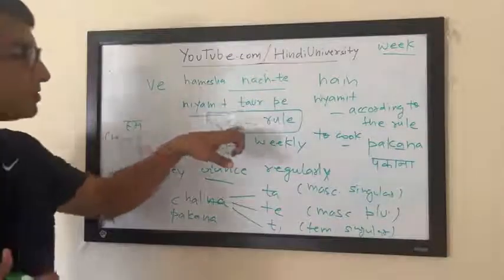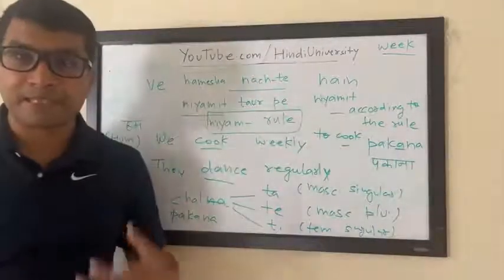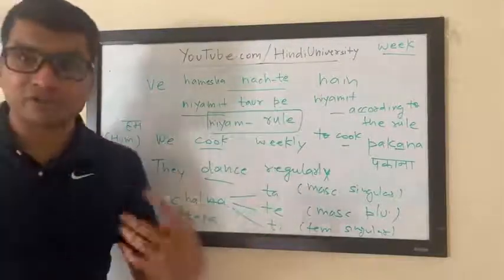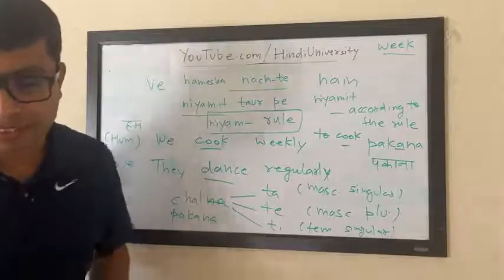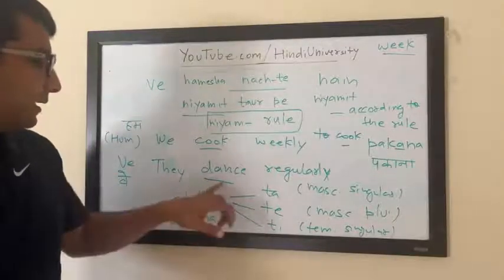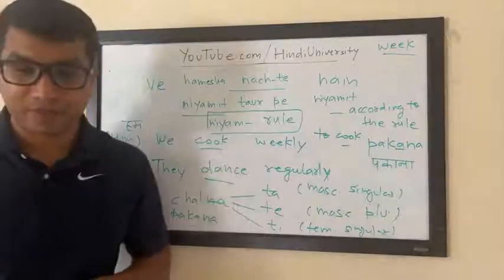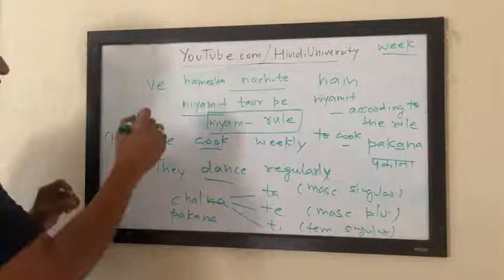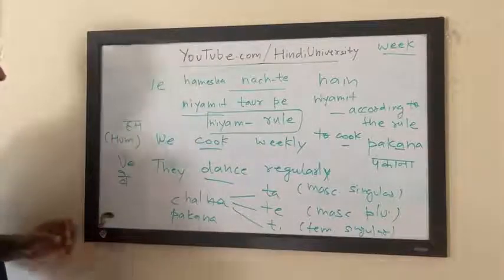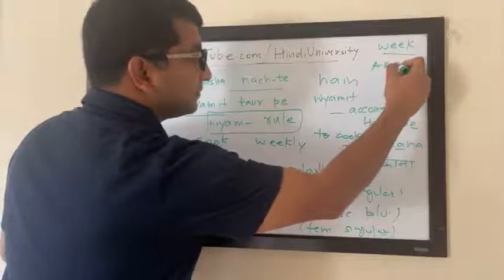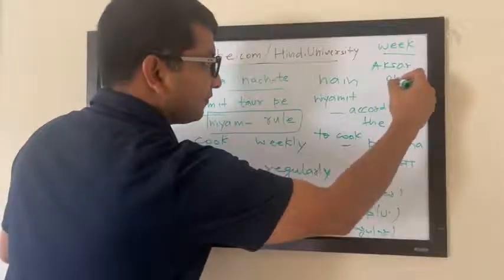Okay. And then you said niyamit taur pe. Basically, it's a long way of saying regularly, which is rule based. That's what you're saying: Hum niyamit taur pe nachte hain. Okay. Can you say aksar? Aksar. That's right. Aksar is also, you can say that. Aam taur pe. Aksar is often. Usually. Often, usually.